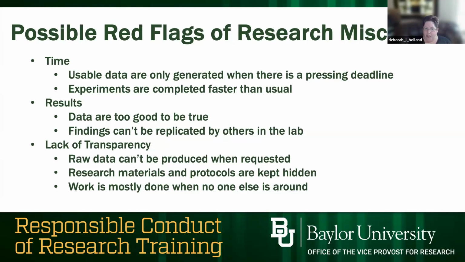Other red flags include a lack of transparency. Raw data can't be produced when it's requested. Research materials and protocols are kept hidden. Work is mostly done when no one else is around. These are all factors that feed into other things by themselves. They're not necessarily research misconduct, but they could be a sign.